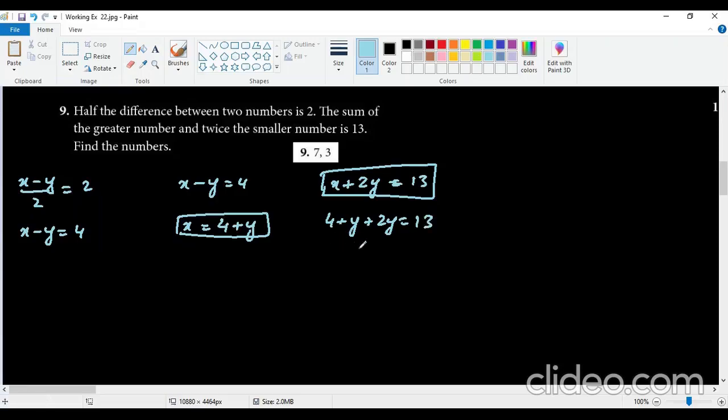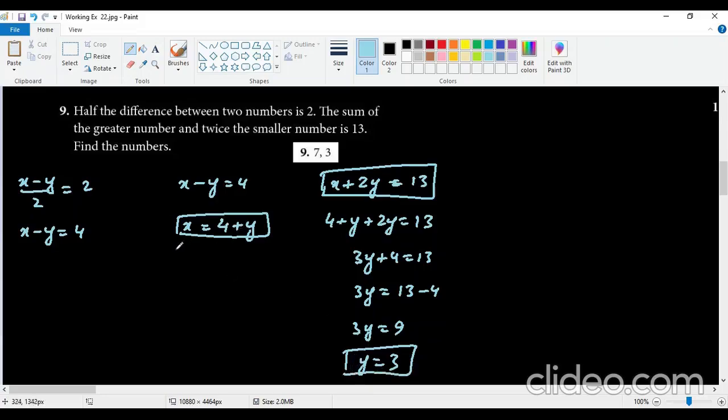So this is going to give us 3y plus 4 equals 13. So 3y equals 13 minus 4, which is going to give us 9. So y is equal to 3. This is the value of y. I know the value of x is 4 plus y. That means x is equal to 4 plus 3, because 3 is the value of y. So x will be equal to 7. These are the two numbers. 7 is the greater number and 3 is the smaller number.